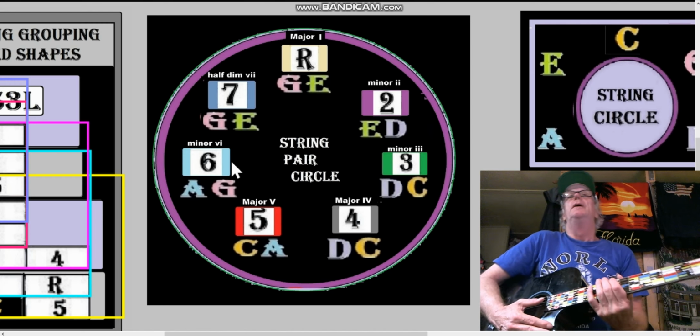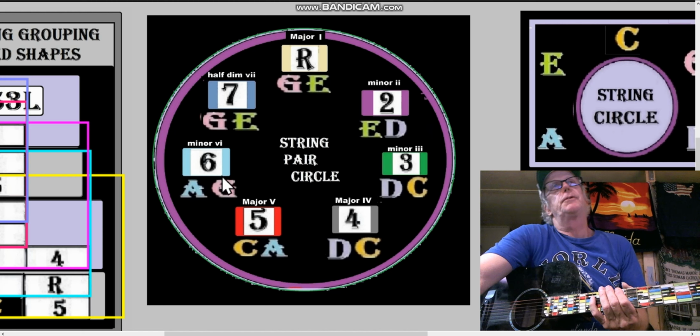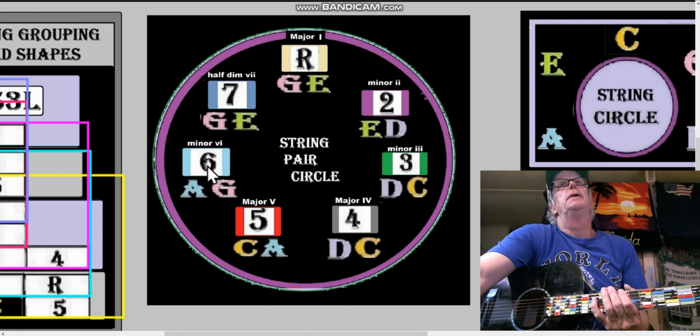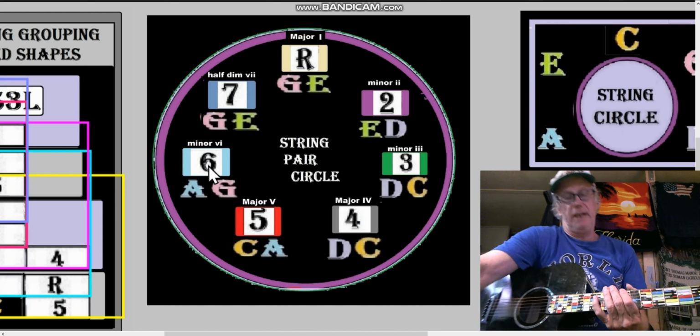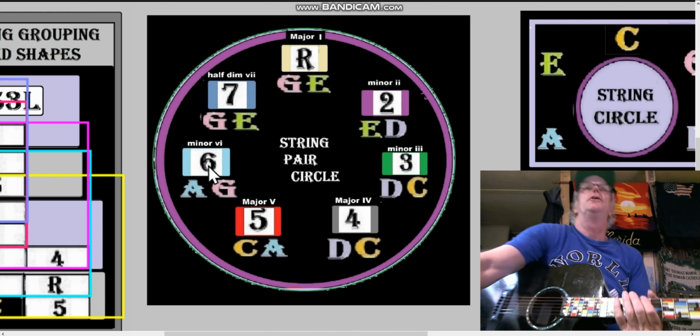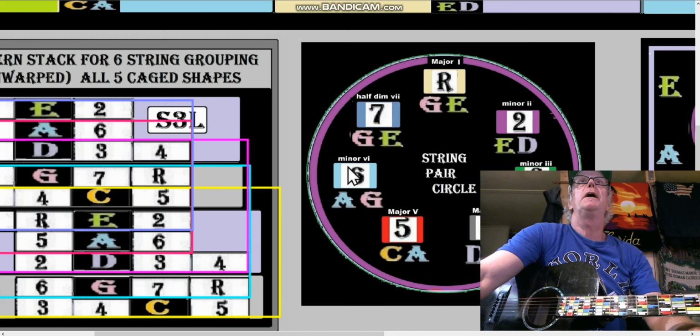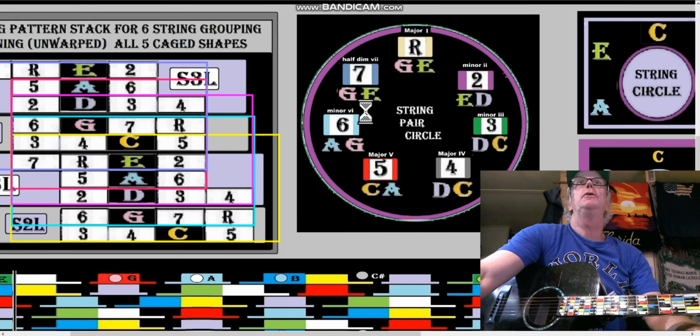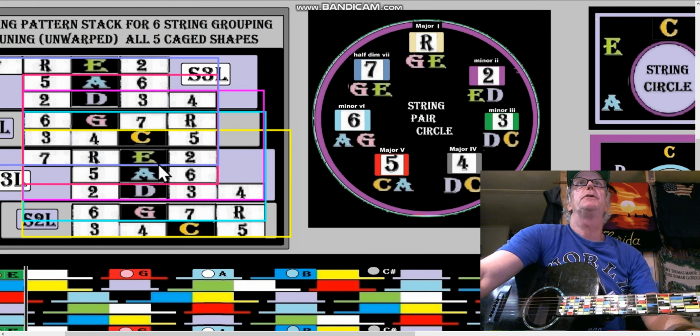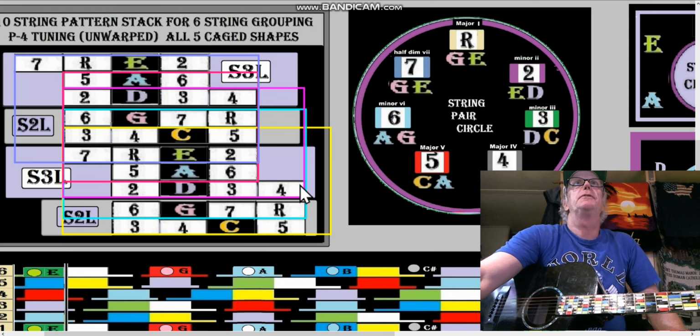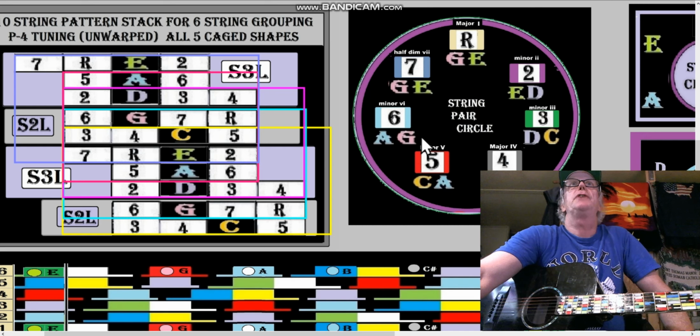Anyway, we look at the 6 here. Sorry, folks. We're looking at the 6 here. It is the shared note between the A and the G shape. So if we zoom out a second, we'll look at our A and our G shape. Here's our A shape, which is 5, 6 in the pattern build. Remember, 2, 3, 4, 5, 6, 7, root, 2. So the A shape is 5, 6, and the G shape is way up here, 6, 7, root.